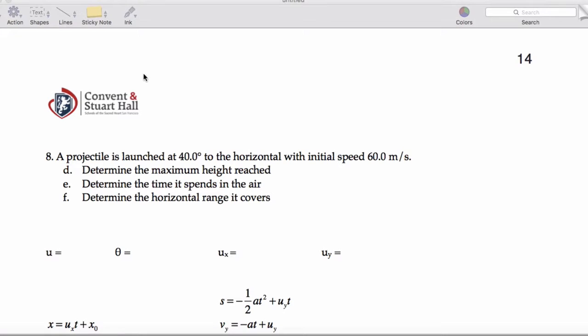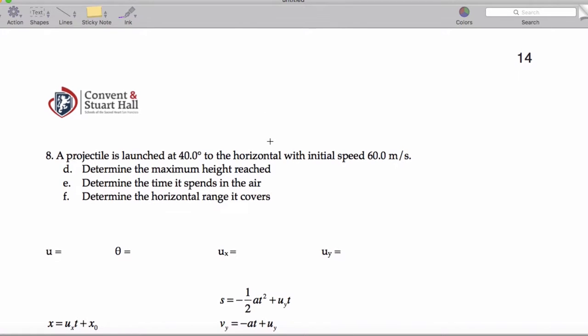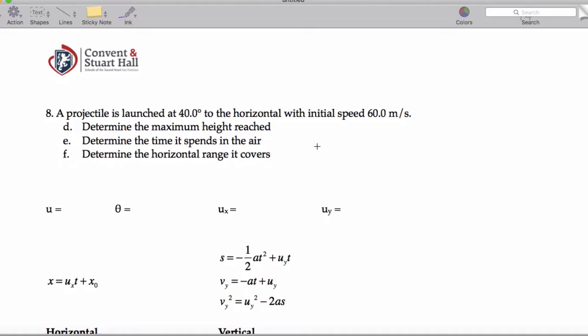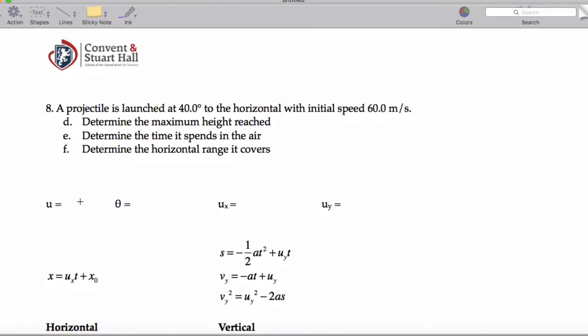All right, question number 8. So we're going to launch this projectile at 40 degrees with a speed of 60 meters per second, and we're going to determine the maximum height reached by this projectile. Now, I did a version of this problem before, so this one I'm going to work through a little bit quicker, just so you get a feel for the numbers again and you can check your answer.